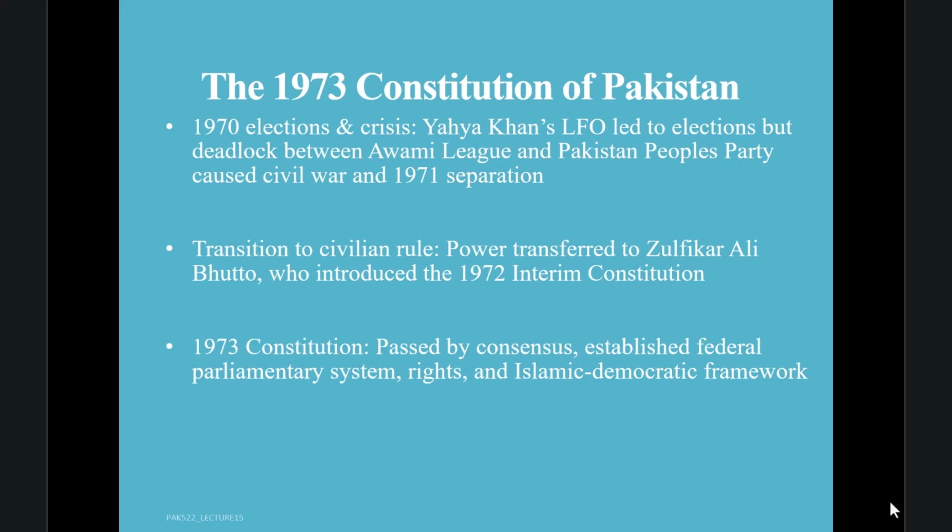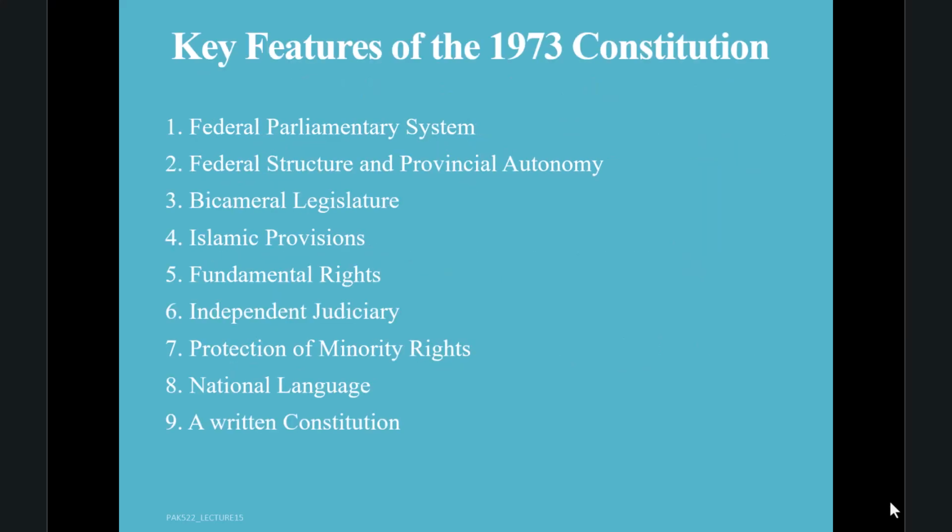So students, now we will discuss the features of the 1973 Constitution. Number one, the federal parliamentary system. The Constitution of 1973 established a parliamentary system of government in Pakistan. According to Article 90, the executive authority of the Federation is exercised by the federal government, consisting of the Prime Minister and federal ministers. The Prime Minister is the head of the government and is elected by the National Assembly under Article 91.